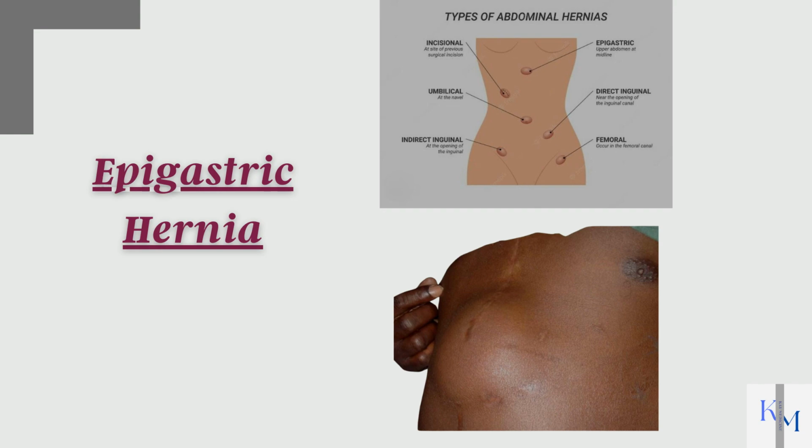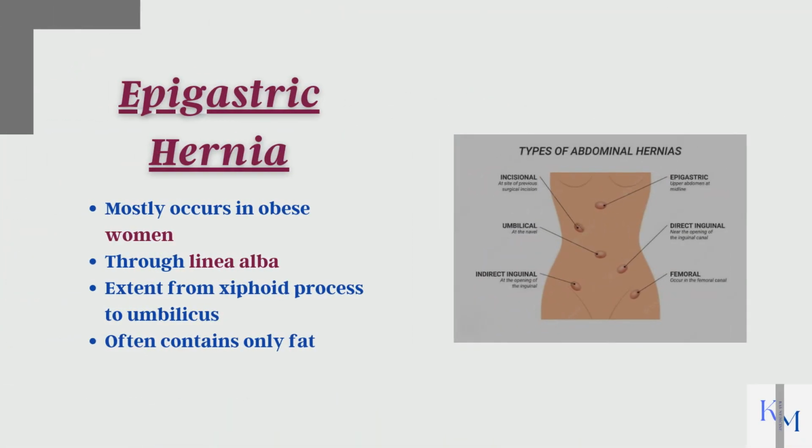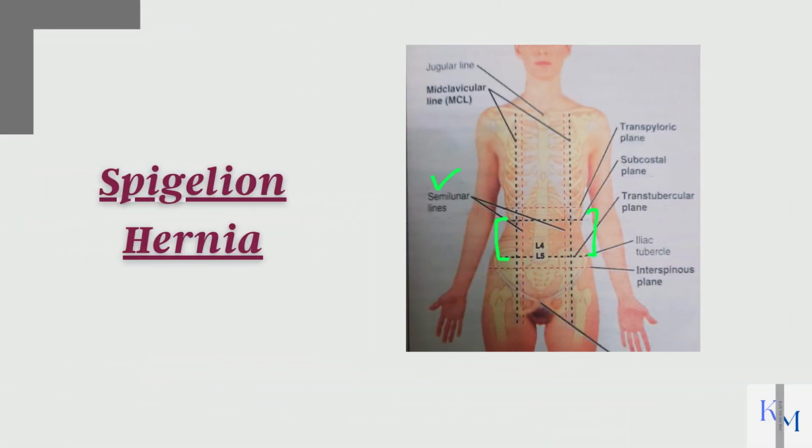An epigastric hernia occurs through the linea alba, that is the midline raphe. It can occur anywhere between the xiphoid process and the umbilicus. An epigastric hernia, occurring just above the umbilicus, is also called a supraumbilical hernia. Most of the time, they only contain extraperitoneal fat. They can recur. Another rare type of hernia is a spigelian hernia.